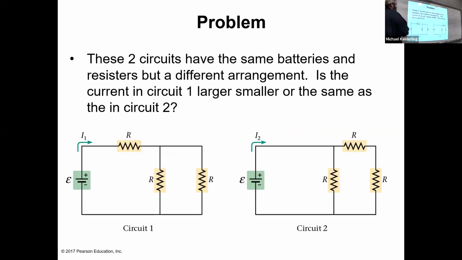So here we have two circuits with the same batteries and the same resistors, but slightly different arrangements. Which of these two circuits has the higher current, i.e., which of these two circuits has the lower resistance? Here we have one resistor in series with two resistors in parallel, and here we have one resistor in parallel with two resistors in series. Which of these do you think ends up with the higher current, i.e., the lower resistance?